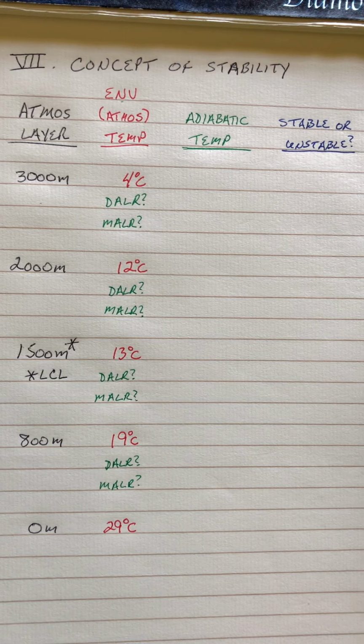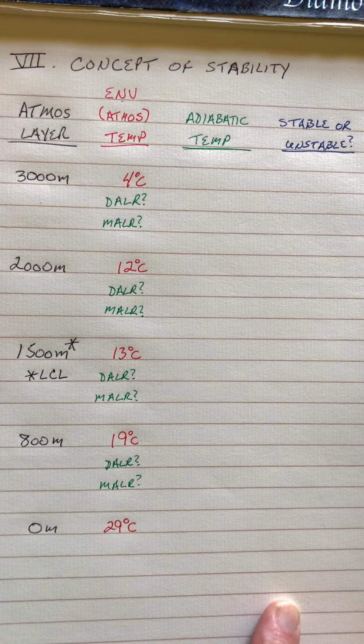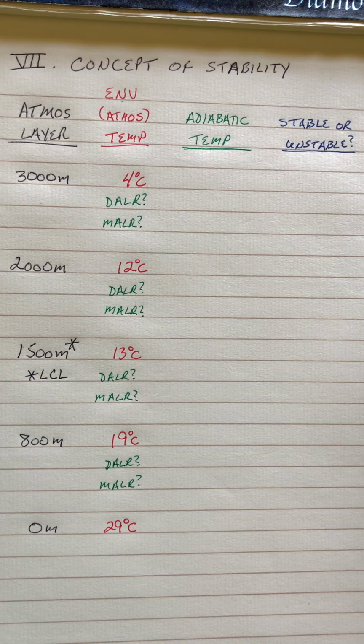Hi class. So now let's talk about the concept of stability. So this is section 7 in chapter 6. And we're going to use slide number 30 as an example. And this is also an example of problem number 8 on the homework.